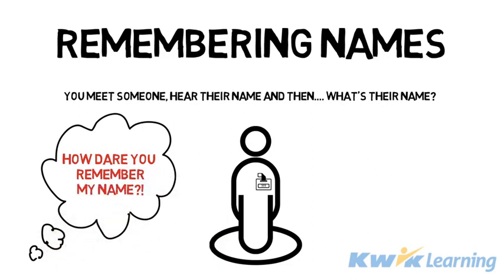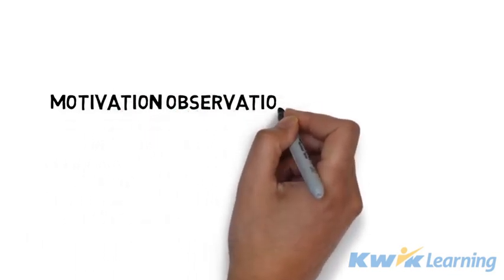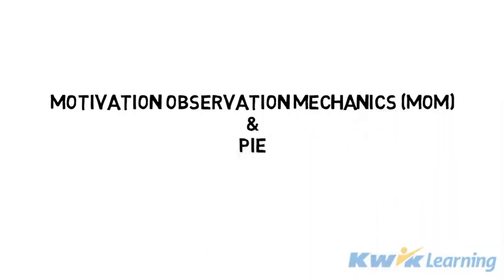And so we're going to build on the last episode where we talked about MOM, and I'm going to give you another acronym, and it's called PIE, that remembering names is as easy as pie. I'm going to go through this really quickly because it's very simple and straightforward, and you're going to be able to learn this rather quickly and apply it towards remembering names and faces.